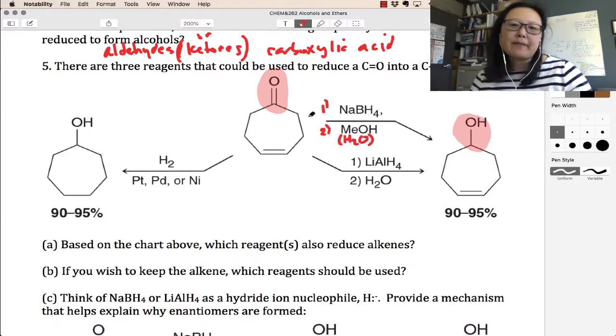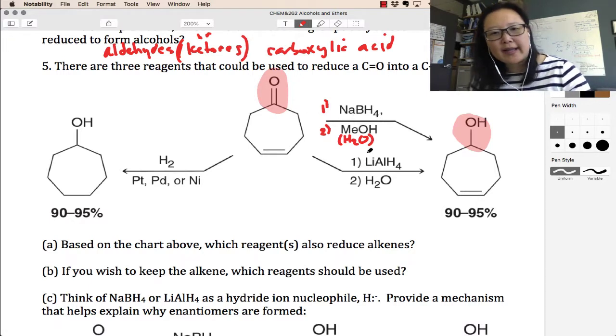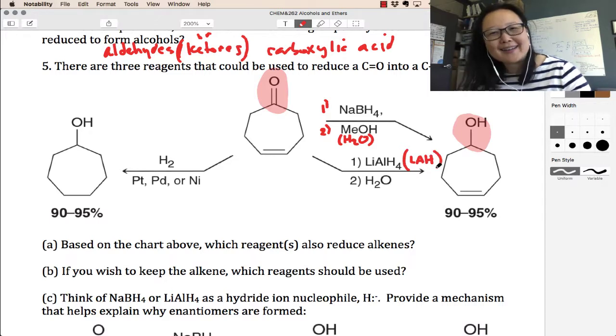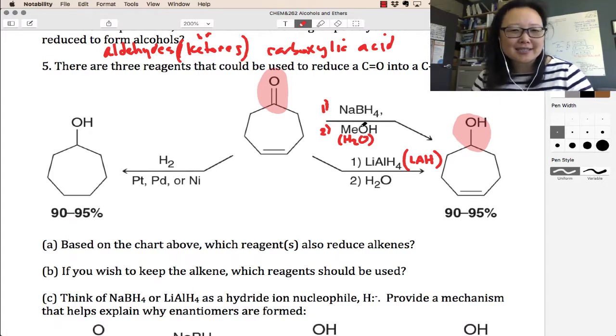So just these 2 reagents are very similar, either NaBH4 or LiAlH4. By the way, lithium aluminum hydride is often abbreviated LAH. So if you see that, that's just a reducing agent.